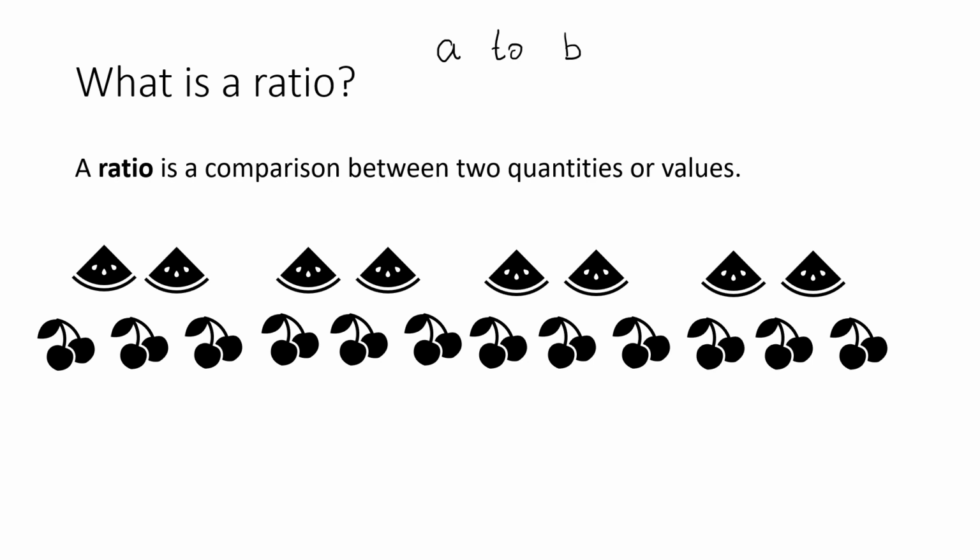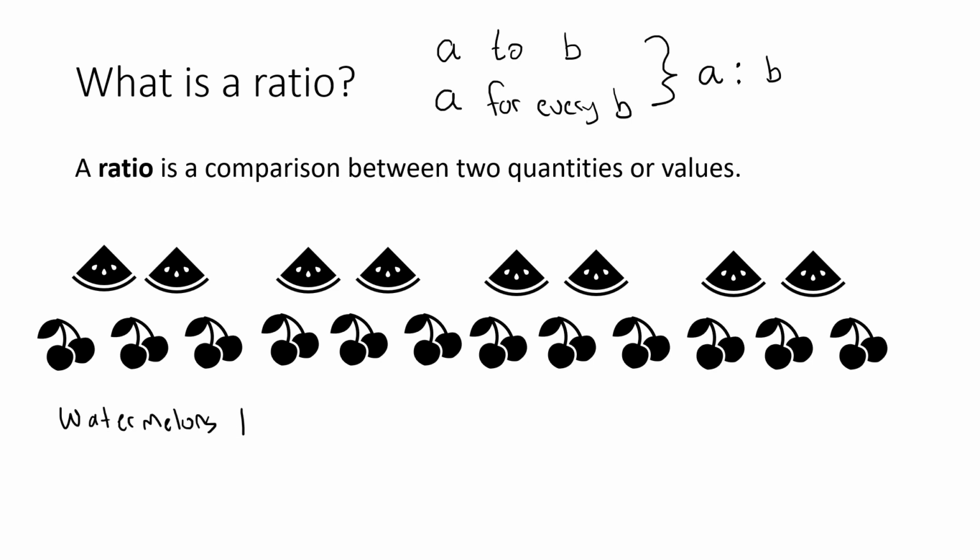Another way to say "to" is there are this many A's for every B. Normally we write these with the notation A : B, where the colon means "to." So let's talk about this picture. What is the ratio of watermelons to cherries?